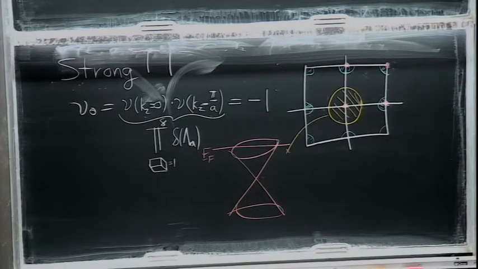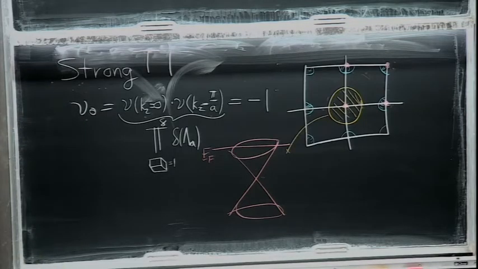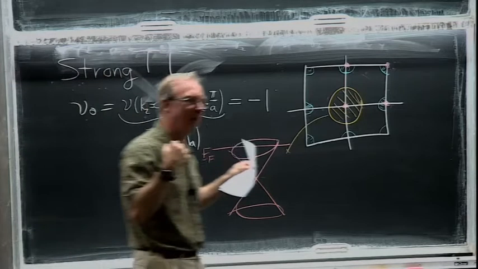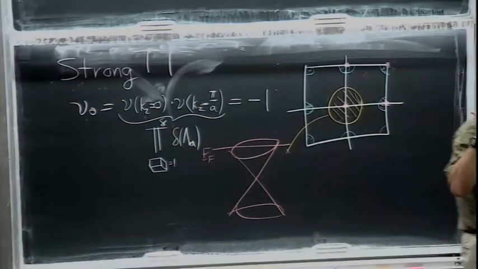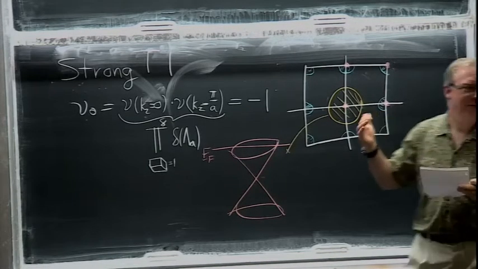So all four of these invariants, nu zero, nu x, nu y, and nu z, are independent invariants, and in fact they're the only invariants. I probably haven't proven to you that there are four and only four invariants, but I'm not going to try to do that.